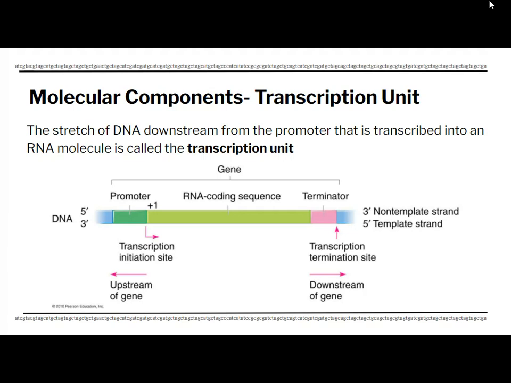Another molecular component before we get into the steps of all of this is the transcription unit. The stretch of DNA downstream from the promoter that is actually transcribed is called the transcription unit. The whole thing is the gene. From promoter to terminator, that's the gene. The transcription unit is everything that is transcribed. I'll let you get this down and then we'll use this.